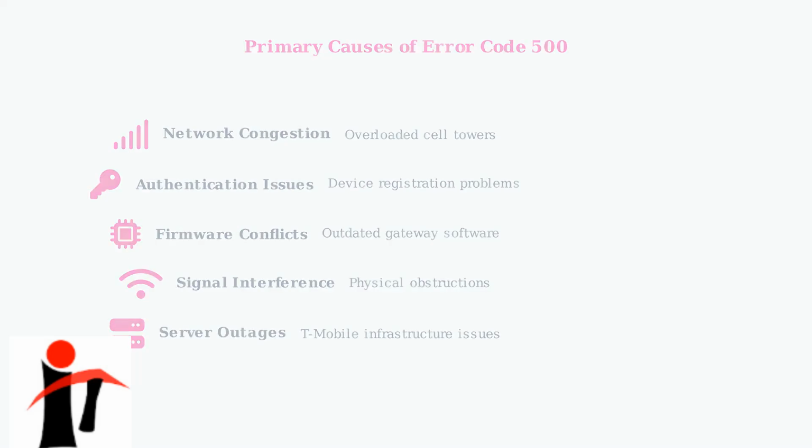Network congestion occurs when cell towers become overloaded. Authentication issues happen when there are problems with device registration. Outdated firmware can cause conflicts. Signal interference from physical obstructions affects connectivity. And temporary server outages on T-Mobile's back-end infrastructure can trigger this error.